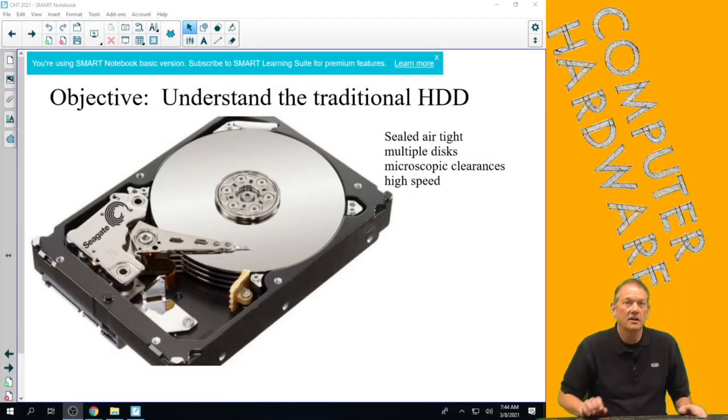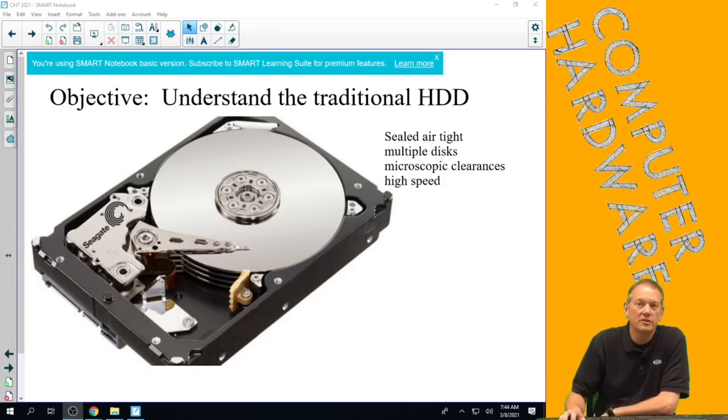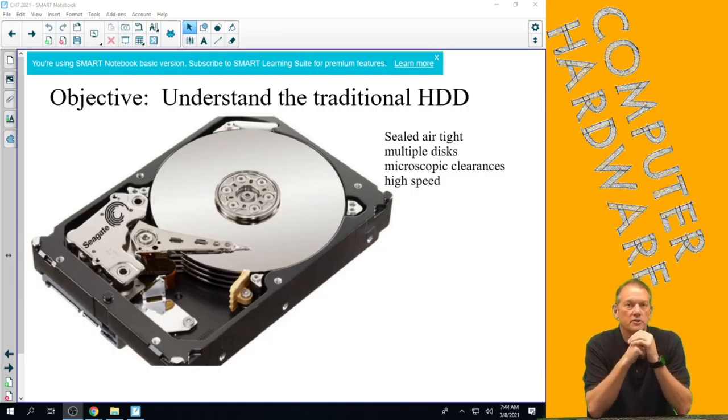Hey, today's lesson and objective is on understanding the traditional hard drive. A traditional hard drive is sealed airtight. Any microscopic particles or dust that get into a drive moving at these speeds cause catastrophic damage. So they're sealed airtight. You can see in this illustration, they've got multiple disks and platters inside the container that we move around so uneloquently.